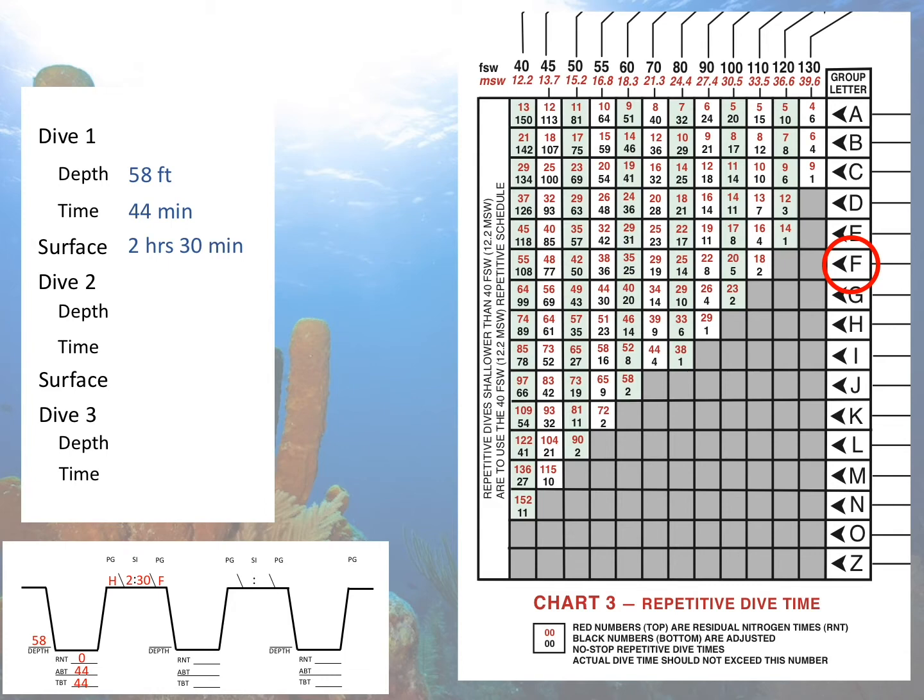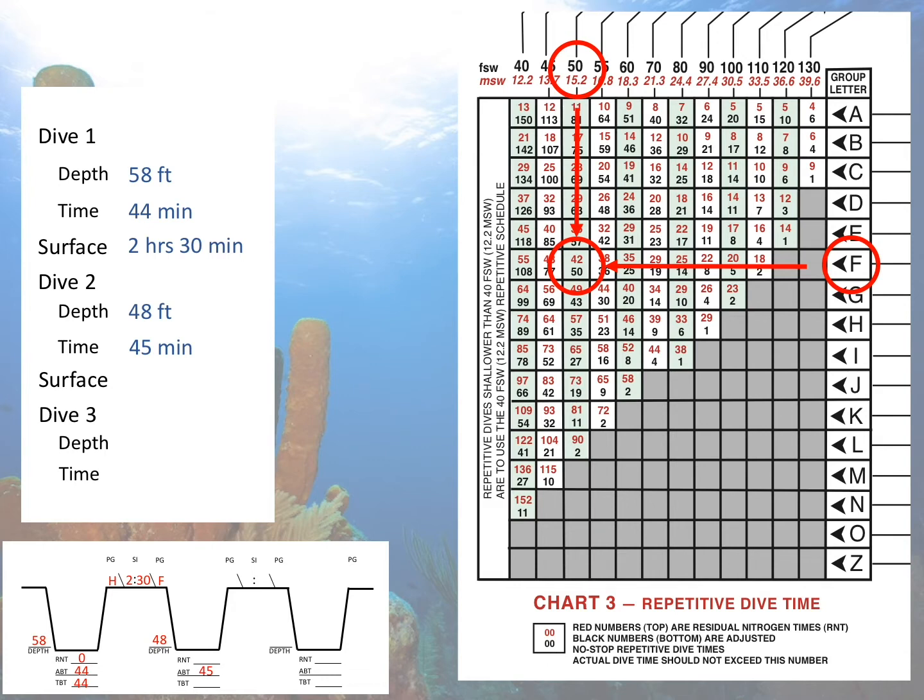For our second dive, let's plan for 48 feet for 45 minutes, and write this information into our worksheet. The next step is to find our residual nitrogen time based on our current pressure group and our next planned dive. We locate the planned depth at the top of chart 3. Since we are diving to 48 feet, we choose 50 feet for planning purposes. At the intersection of these two values, we'll find our residual nitrogen time.